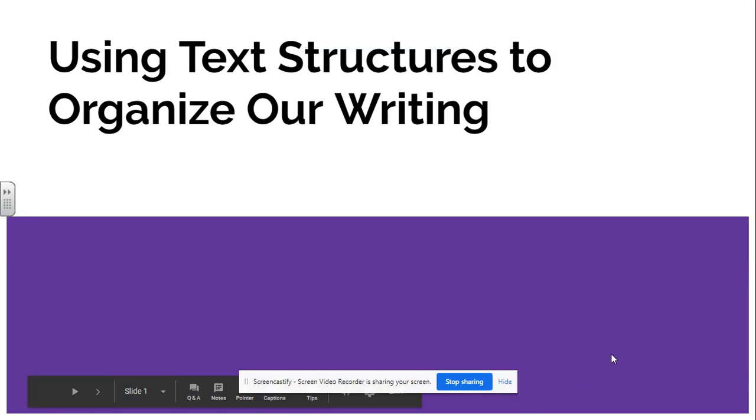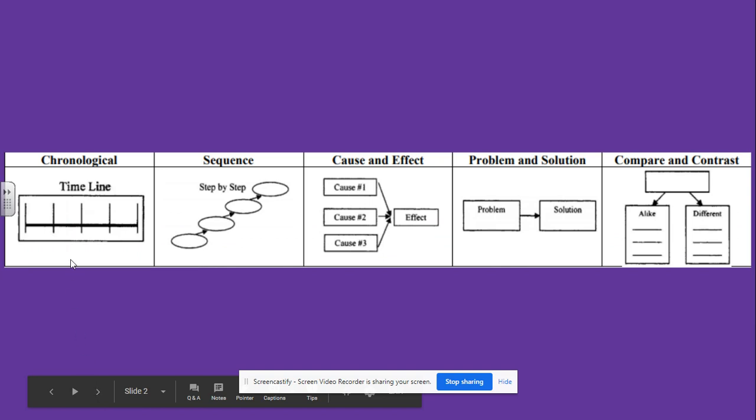Using text structures to organize our writing. Some of the different text structures are chronological order, when things are organized in order by date. This might happen if you're talking about somebody's life or you're talking about a historical event. Sequential order, step by step, when you're giving instructions for something, explaining how something goes first, second, third.